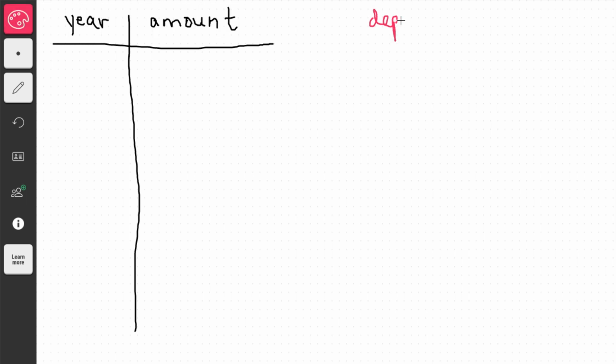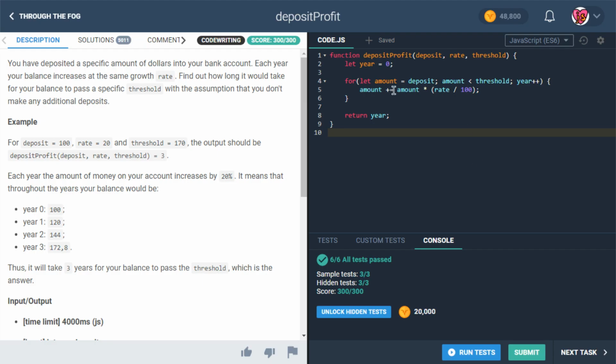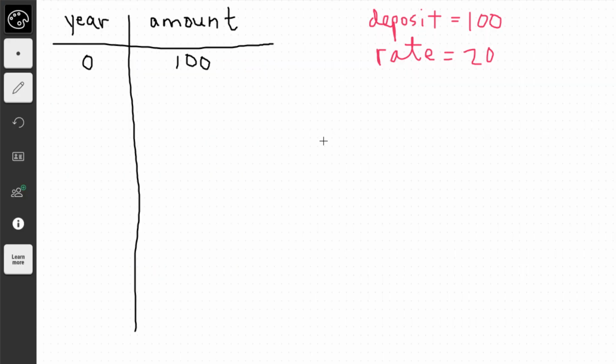So deposit equals 100, and we'll say rate equals 20. Okay, there we go. So year. We'll start with year 0, and the amount in year 0 is just going to be whatever we deposited, so it's just going to be 100. And that's why, if you look at the algorithm over here, we started by letting amount be equal to deposit. So far the two are consistent with each other.